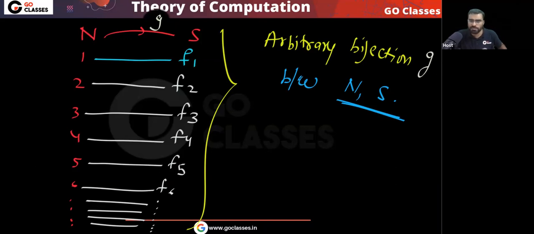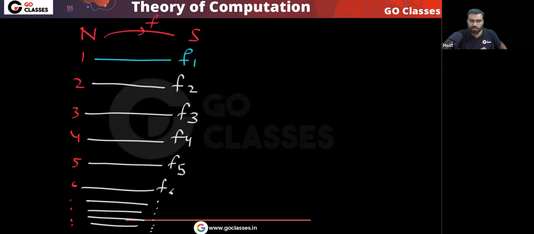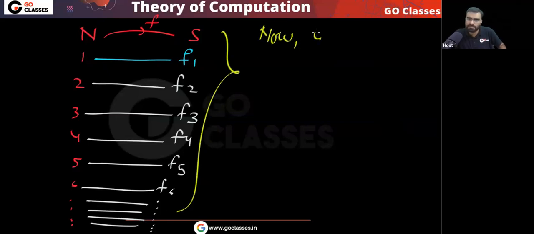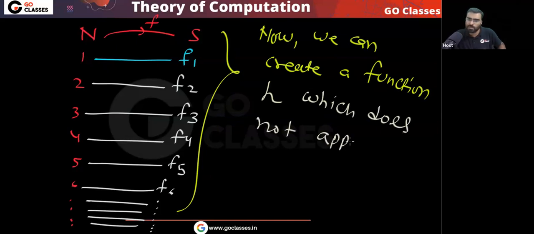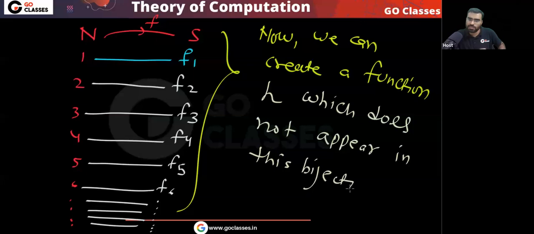Now what will I do? I will create a function which is not appearing here. Yes or no? Now we can create a function h which does not appear in this bijection.